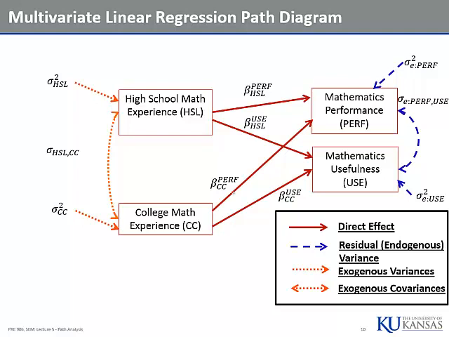Here is a path diagram for the multivariate regression itself. This is now going to use a little bit more of the terminology. Here we have mathematics performance. This is our first dependent variable. Mathematics usefulness, that's our second. We can tell they're dependent variables because we have our dashed lines themselves. Sometimes you'll see double-headed arrows, called undirected arcs or undirected paths. What it really means is that these two things are set to covary.